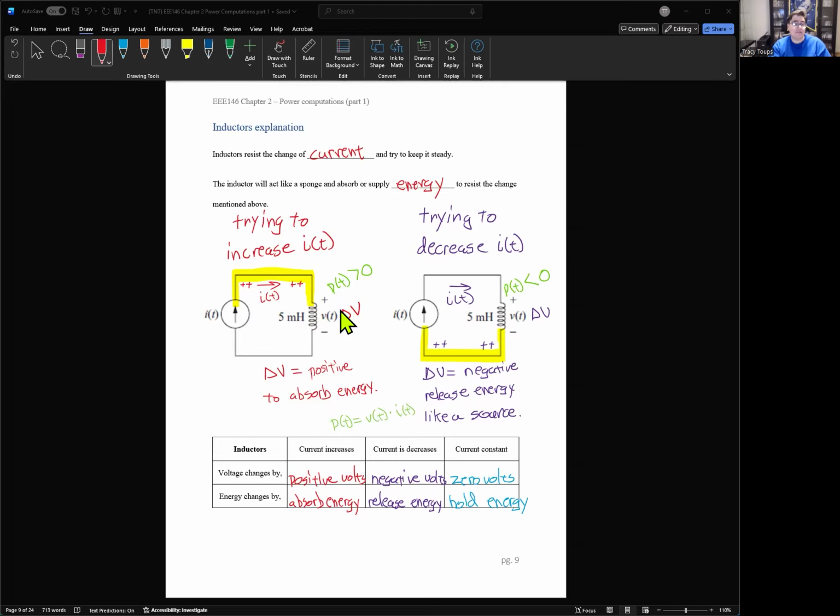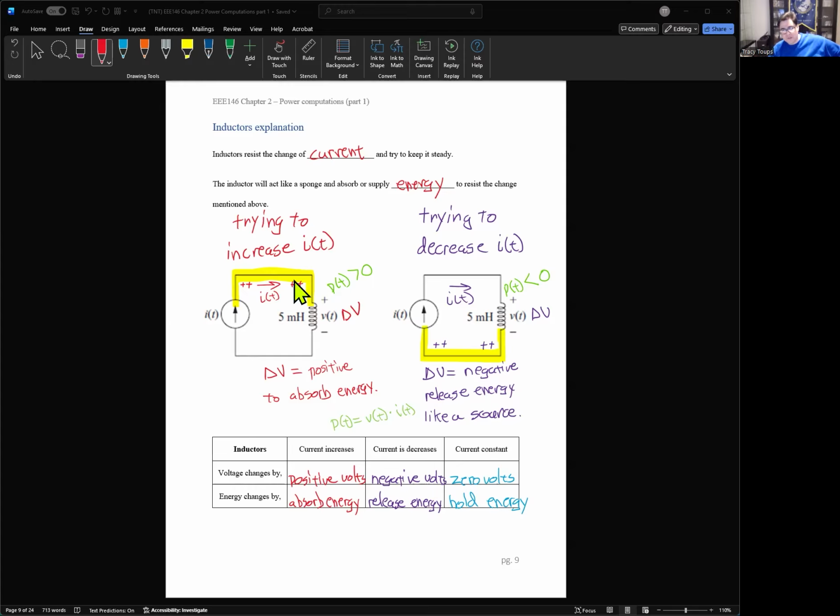Okay, it's a tank of energy that can either absorb or supply energy to make sure the current moves slowly. No abrupt changes. We don't want on and off switches. I don't want to go from 10 amps to 100 amps instantly, right? We're going to go from 10 to 11 to 12 to 20 to 30. We're going to do it slowly, and my energy will help keep it slow.